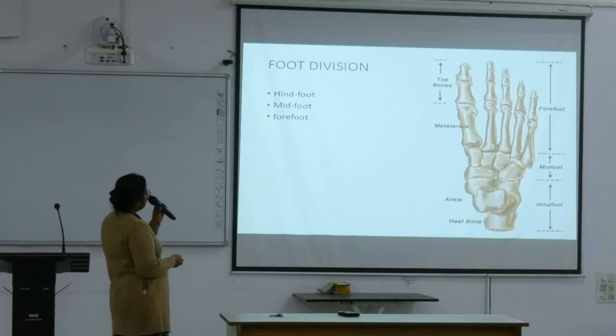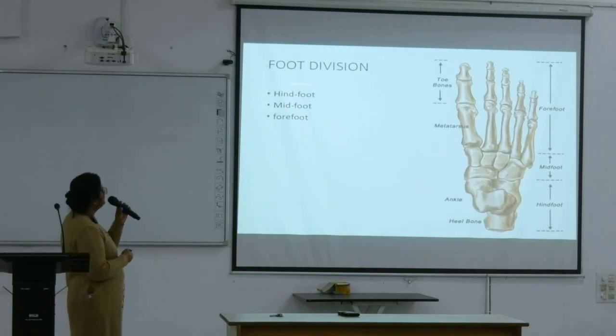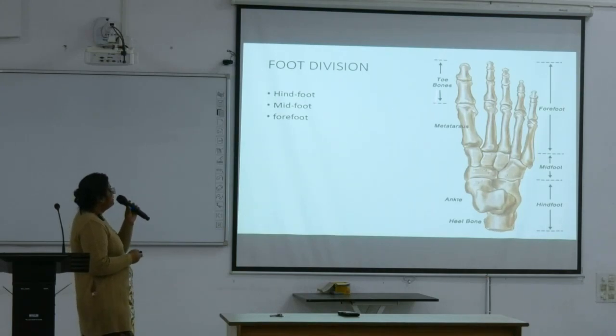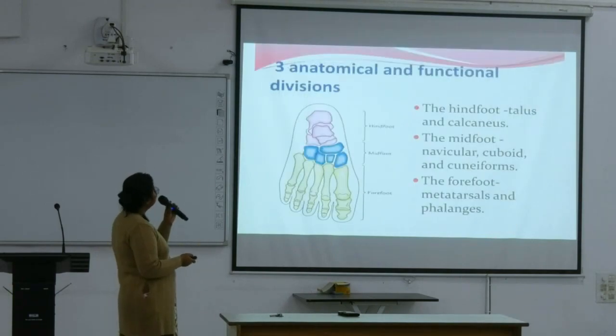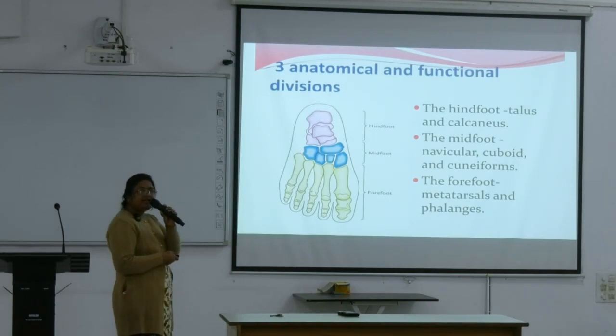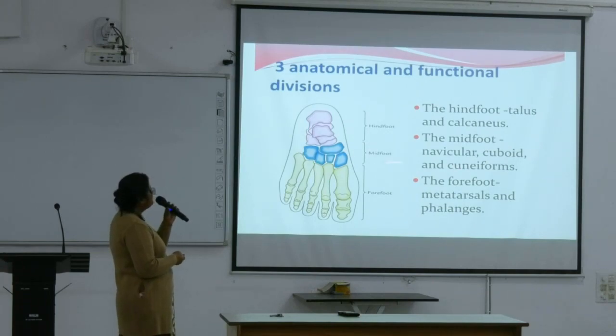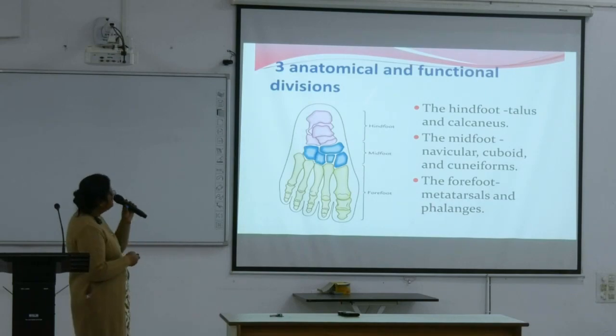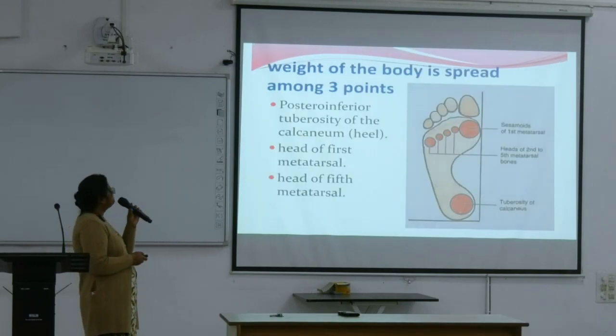Next. Foot is divided into three parts mainly: forefoot, midfoot, and hindfoot. Okay. So what are the bones forming it? Next. So hindfoot, this pink one, is formed mainly by the talus and calcaneum. Midfoot is formed by navicular, cuboid, and three cuneiforms. And forefoot is formed by the metatarsals and the phalanges. Okay, so these are the three divisions of the foot. Next.